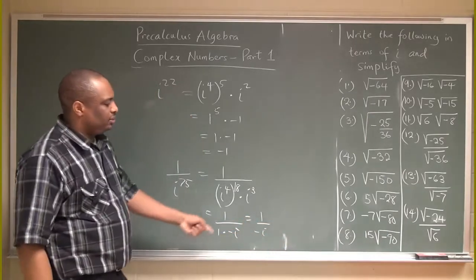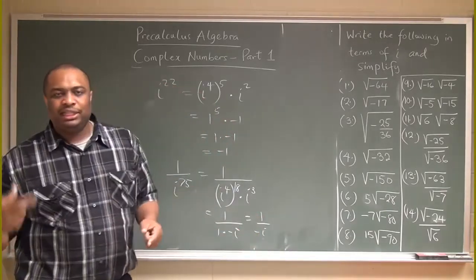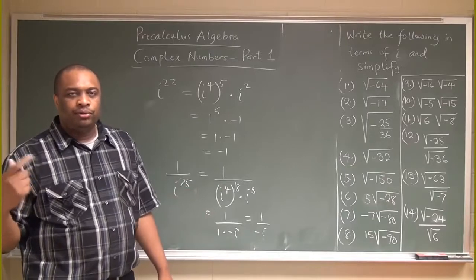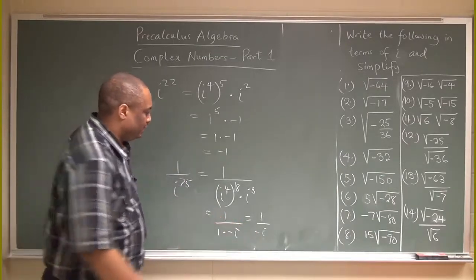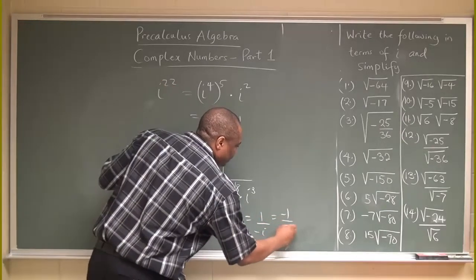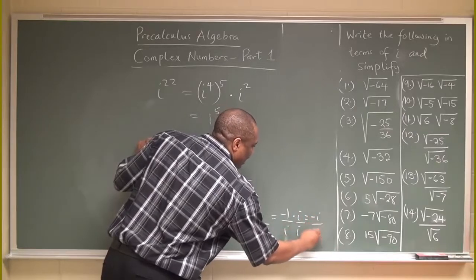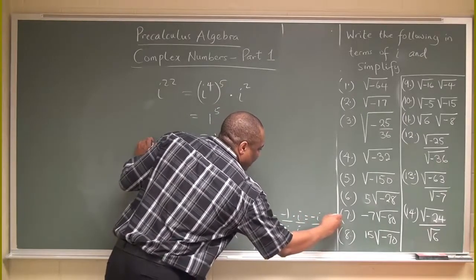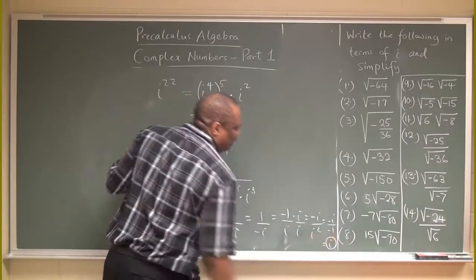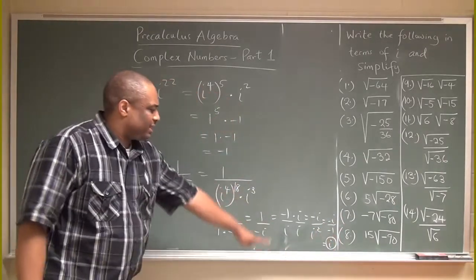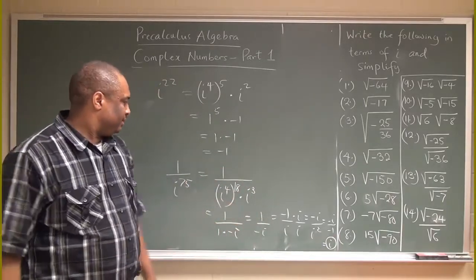Now, when we come to rationalization, we can still work this out. Okay, this means negative 1 over i times i over i, which is negative i over i squared, which is negative i over negative 1, which is i. Yeah, but you probably don't understand what I did, rationalization. But later on we can talk about it.